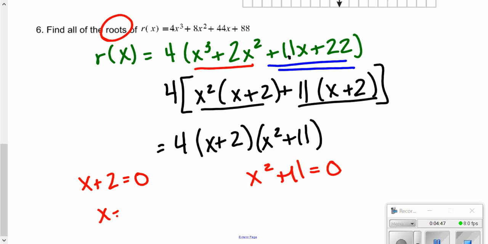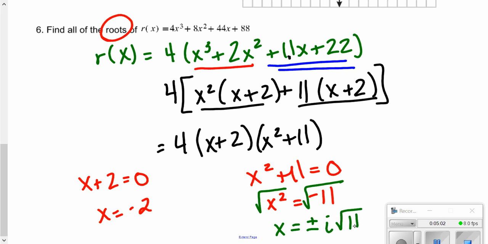And this would give me the negative 2. And then here, this is going to be a pair of complex solutions, because you see x squared that equals a negative. And so x is going to equal positive or negative 1 times square root of 11. All right, so that's number 6.